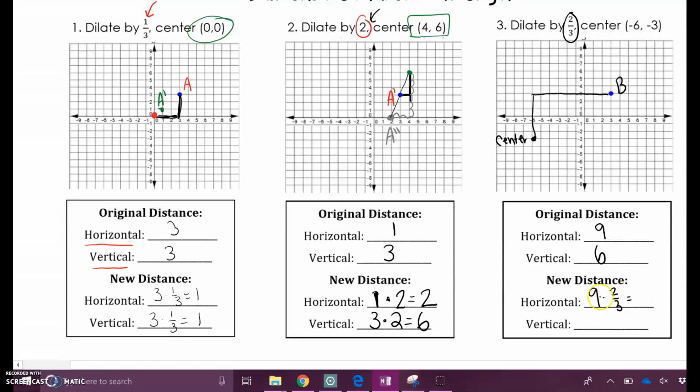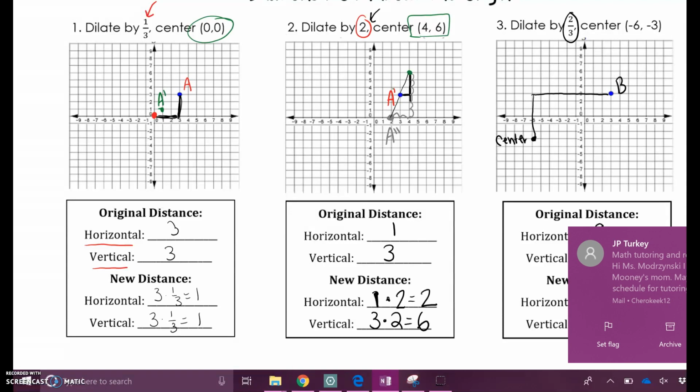And 2/3 of 9, that'd be 18 divided by 3, which is 6. Our vertical distance of 6 multiplied by 2/3. 6 times 2 is 12. 12 divided by 3 is 4. So our new horizontal distance from that center of dilation is going to be 6 units, and our new vertical distance is going to be 4.